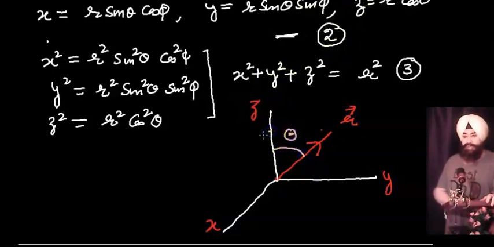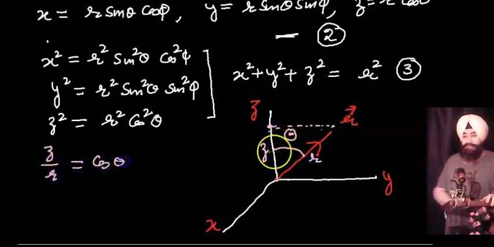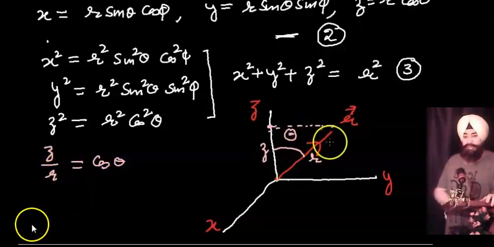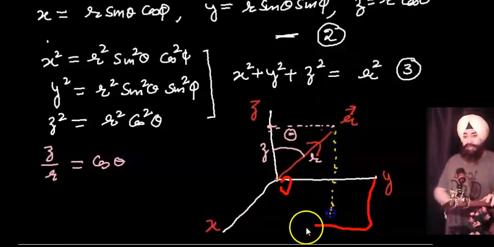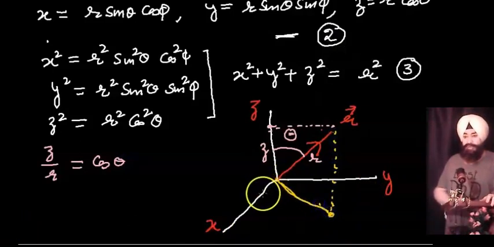theta and phi. Theta, this is z, r. Consider the right angle triangle. Base upon hypotenuse is cos theta. From here, this line is perpendicular to the XOY plane. This is a plane. So join origin to this point. Now this angle is phi, you know. The phi can vary from 0 to 2 pi.